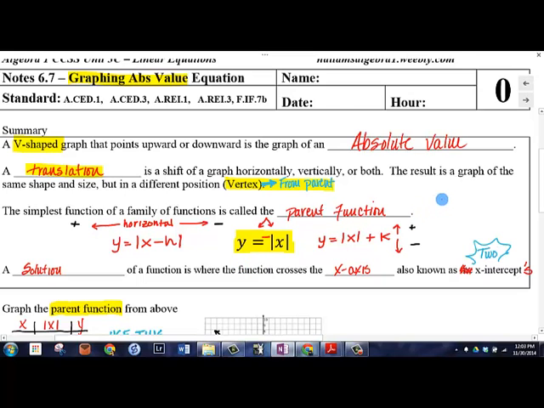And this is the introduction to what we like to call the vertex form. We're not going to get heavily into it yet, but this is your introduction. We will know this form fairly well.